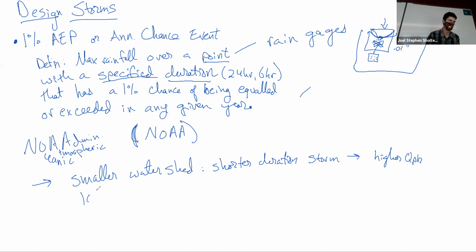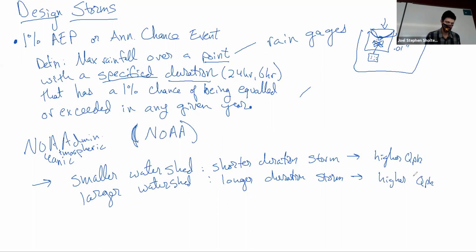If we have a larger watershed, we need a longer duration storm to have a higher Q peak. And that's because it's just bigger and it takes longer for water to move. And so you basically have to keep dumping water into the watershed in order for it to kind of saturate and maximize the peak discharge.